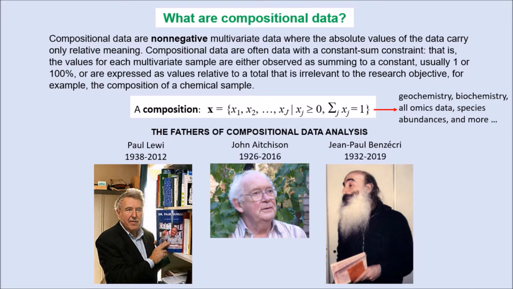Here are the three giants on whose shoulders we stand. From the right, Jean-Paul Benzécri from France, one of my thesis advisors. Then the Scottish statistician John Aitchison, whom I met in 2000, and we wrote an article together in Applied Statistics on compositional biplots. And Paul Levy, molecular biologist at Janssen Pharmaceutica in Belgium, one of the co-founders of the discipline of Chemometrics, whose ideas on CODA actually predated Aitchison's.